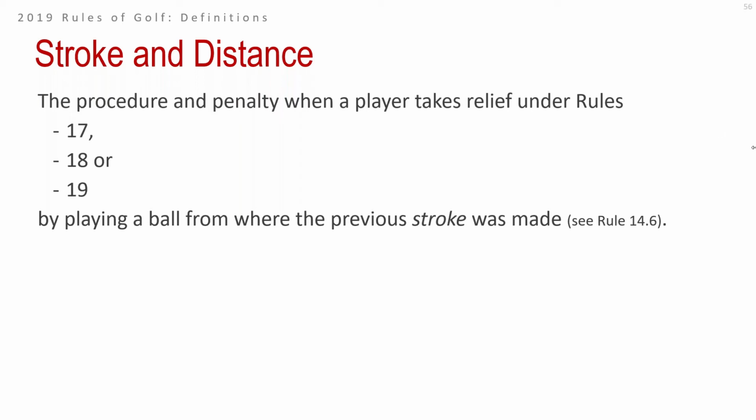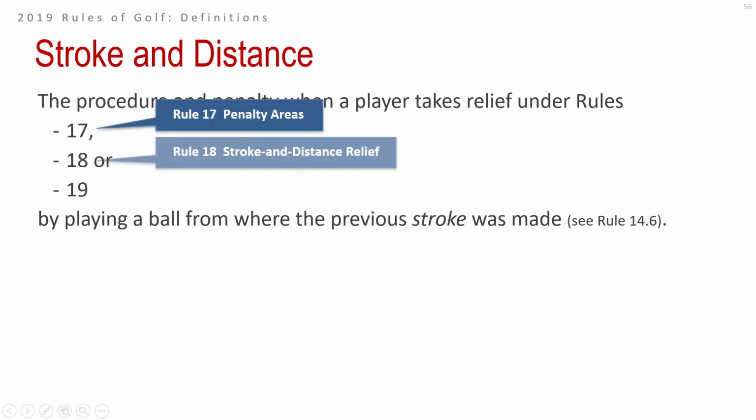Great. So the next thing here is we're going to talk about stroke and distance. Stroke and distance is a procedure and penalty when the player takes relief under some rules. We talk about rules 17, 18, or 19, by playing a ball where the previous stroke was made. We'll talk about each of these rules and what that stroke and distance is. Rule 17 being penalty areas, 18 just talking about general stroke and distance relief, and 19 talking about unplayable ball.